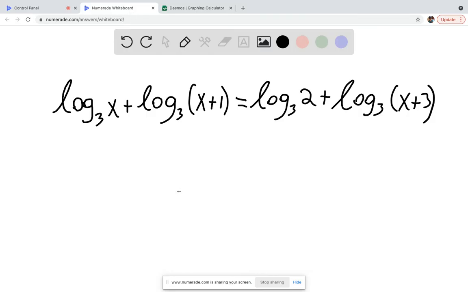Hello! So here we have the equation log base 3 of x plus log base 3 of x plus 1 is equal to log base 3 of 2 plus log base 3 of x plus 3.